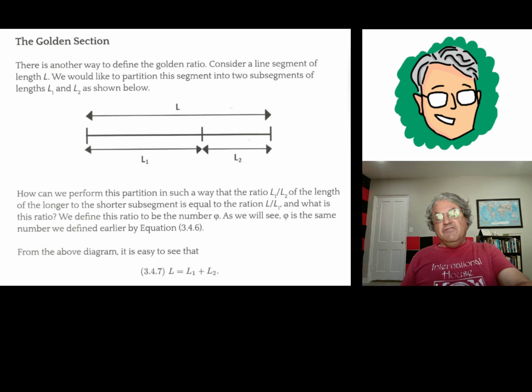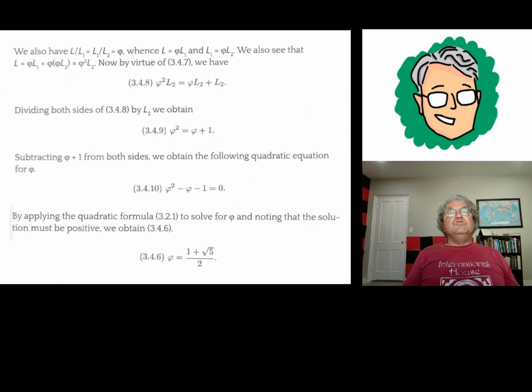And remember that they have to add up to L. So we have phi L2 plus L2 equals phi squared L2. If you divide that whole equation by L2, you just get phi squared equals phi plus 1. That's an algebraic equation for phi. And we can write it as a quadratic equation just by subtracting the right side from both sides. If we do that, we get phi squared minus phi minus 1 equals 0. That's a quadratic equation for phi.